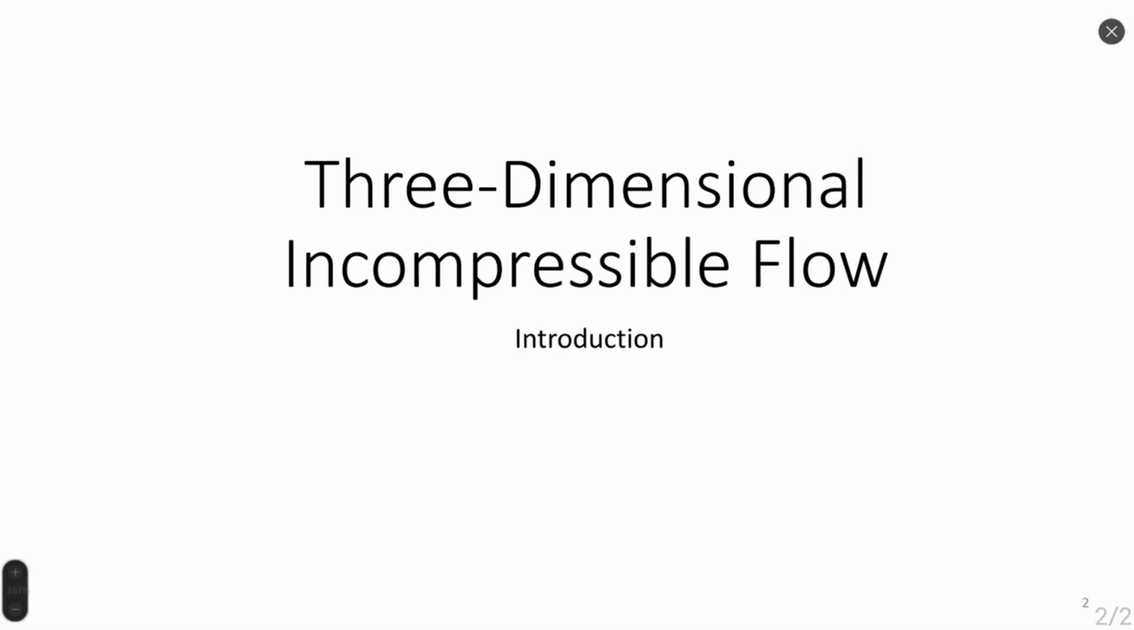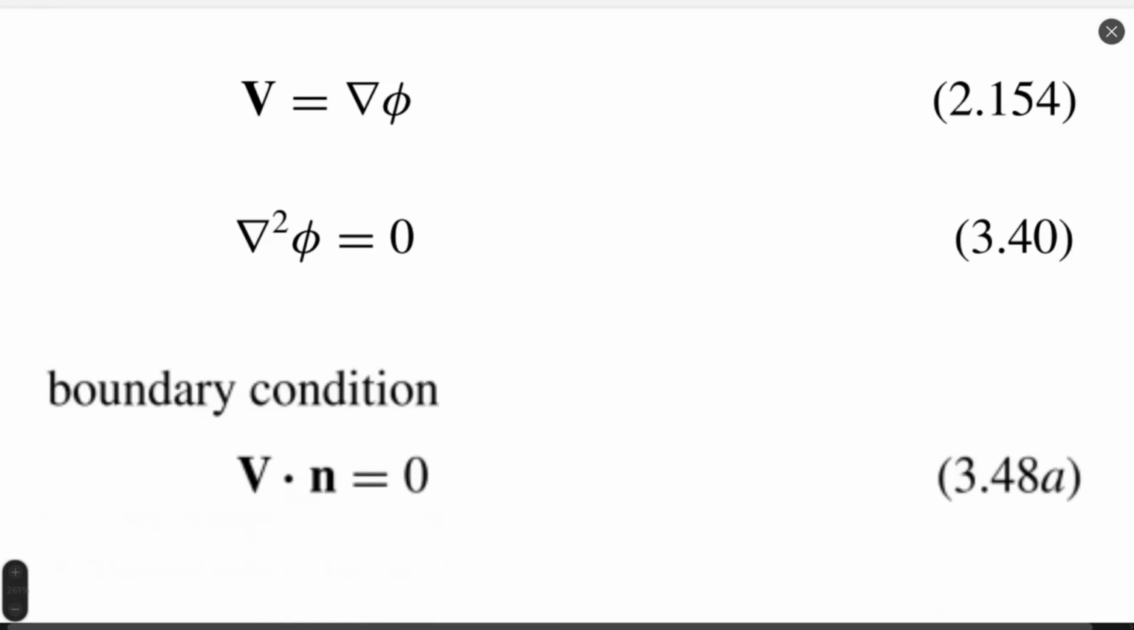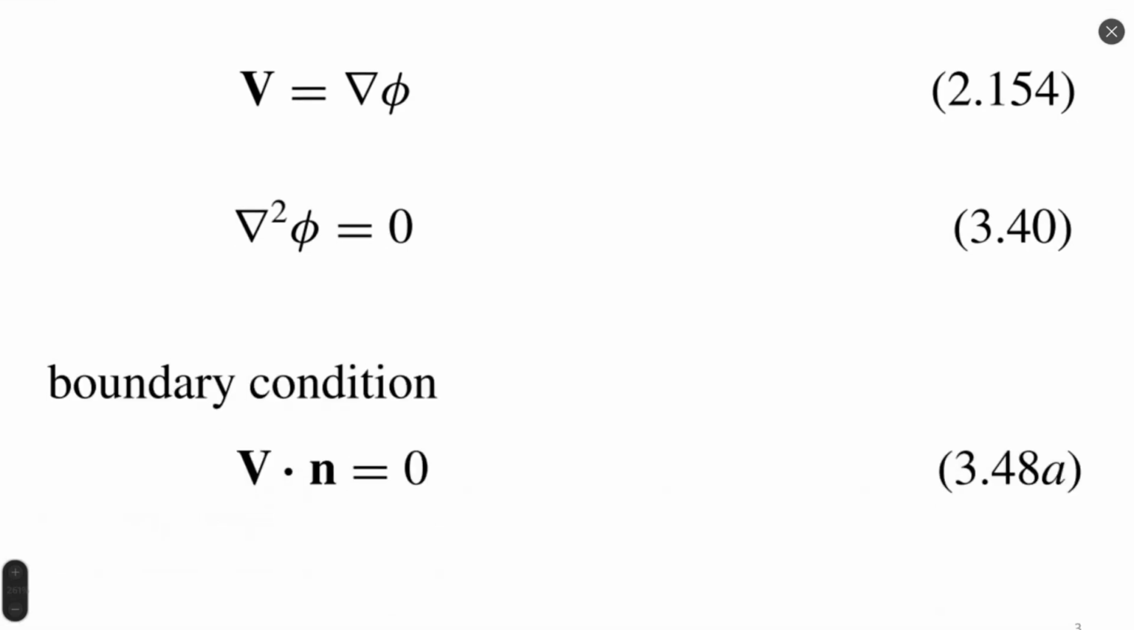Okay, let's talk about chapter 6, three-dimensional incompressible flow. We remember a definition of potential equation that we had in chapter 3. Equation 3.40 is defining to us Laplace's equation in terms of potential function, where potential function is defined in equation 2.154 from chapter 2 as a function of velocity. Once we know potential function, we can obtain velocity components in Cartesian coordinate, polar or spherical coordinate, or in any other coordinate system.